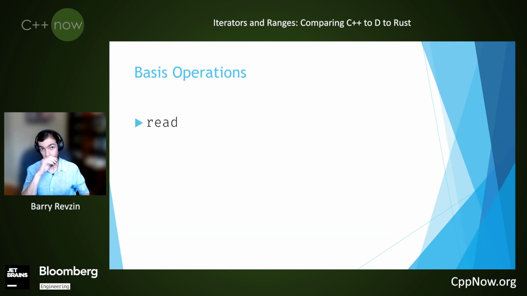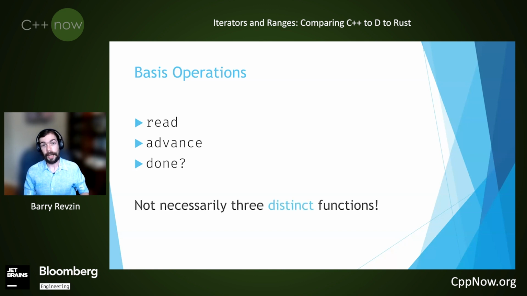The first basis operation is read. Of course, we're not going to get very far if we never get any ability to actually look at what any of the elements are. So we need to start there. We need some way to advance, because if all we can do is read the first element over and over again, that's not very productive. So we need a way to actually go through the sequence, reading our elements, and we need a way to find out when we're done, because we need a way to eventually terminate whatever loop or algorithm that we're doing. Importantly, these need not be three distinct operations, but they all need to exist in some form or other.